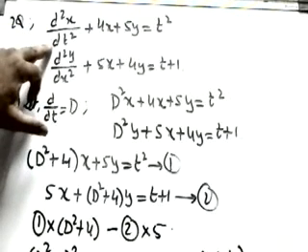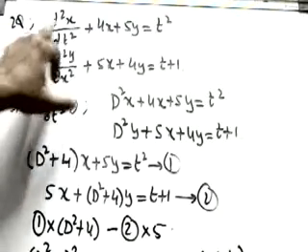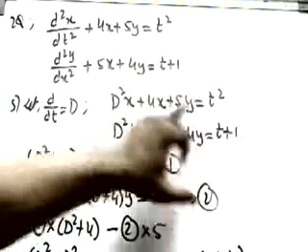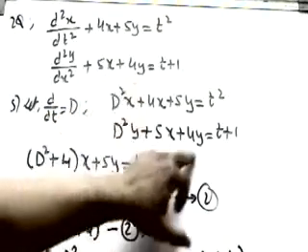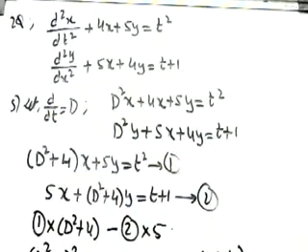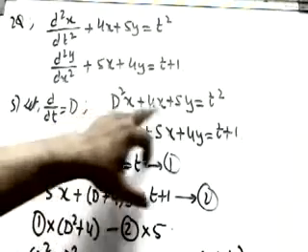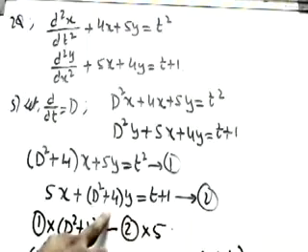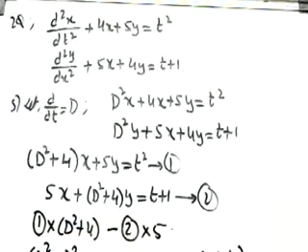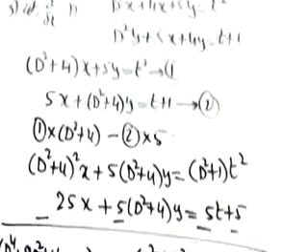Now see here, next question. Let me suppose d by dt equals capital D. So this will become D square x plus 4x plus 5y equals t square. Next equation: D square y plus 5x plus 4y equals t plus 1. Now, next step, you take x common from these two terms, you will get this equation. If you take y common from these two, you will get this equation. Now we have to solve.